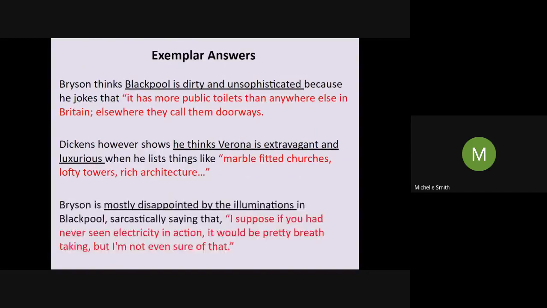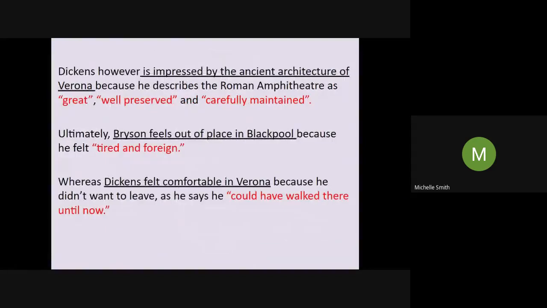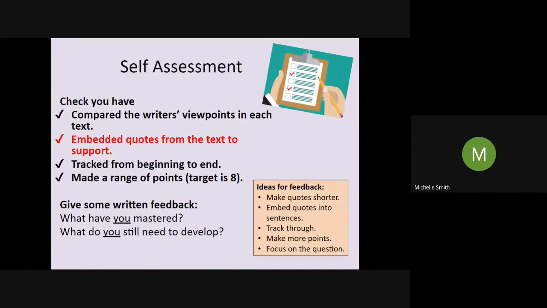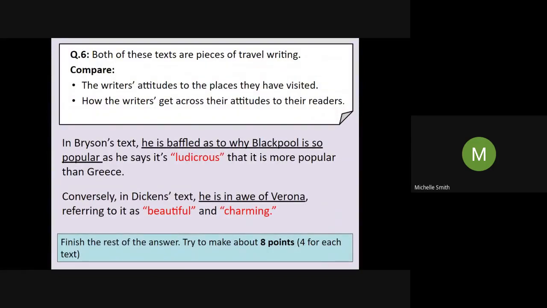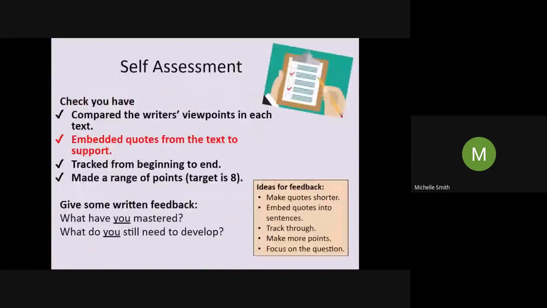Okay, so I had my two examples, and then I had 2, 4, 6, so I've got 8 points in total, and there actually are lots and lots more. I'm limiting my exemplar answers today because I want to make sure that you do your own and you're not just going to use mine. I don't want to see all the same quotes as me. I want to see different quotes, because there are loads of quotes you could pick out of both those texts that would work really well in comparing the attitudes of both these writers. Hopefully that's helped a little bit.